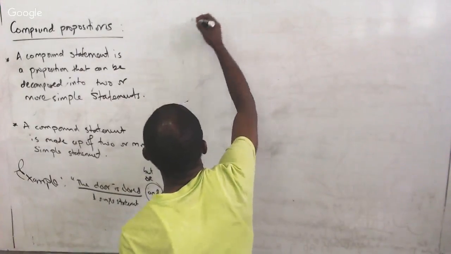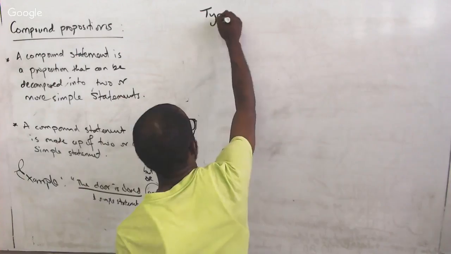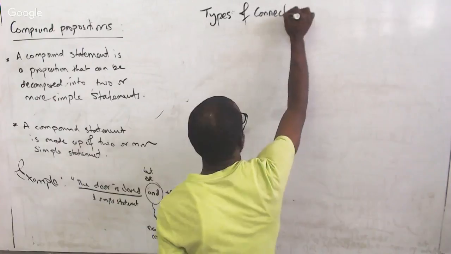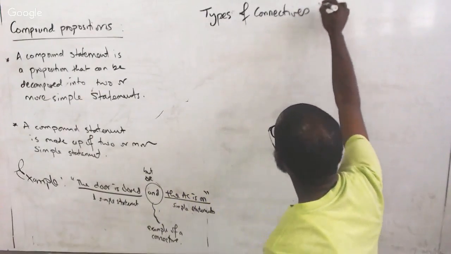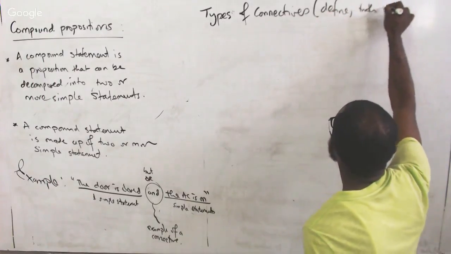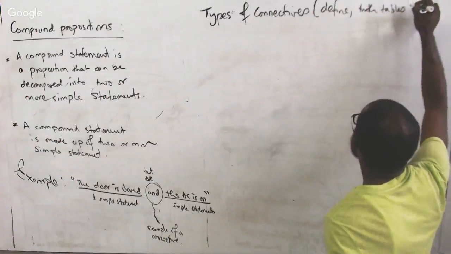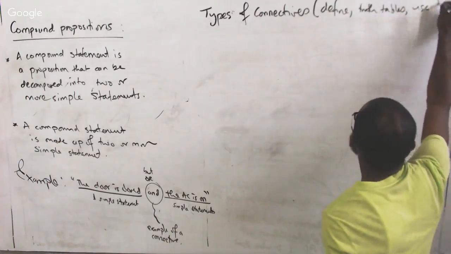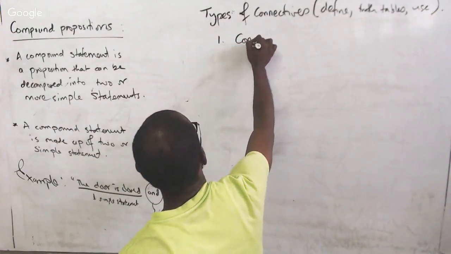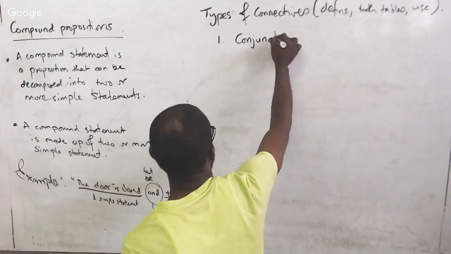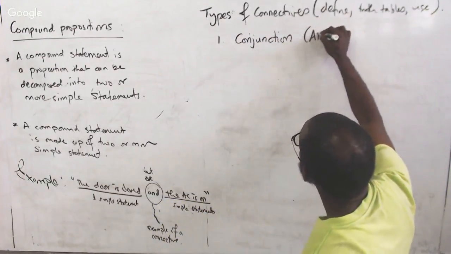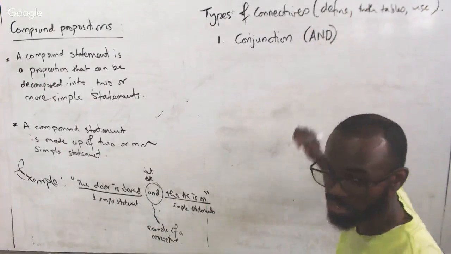So what are we going to do next week? We're going to deal with types of connectives. In that, we're going to define them. We're going to draw a truth table for them. And we're going to try and use them. What are the types? The first one that we're going to be doing, study the words for next week. The conjunction, which is the complicated word for and.